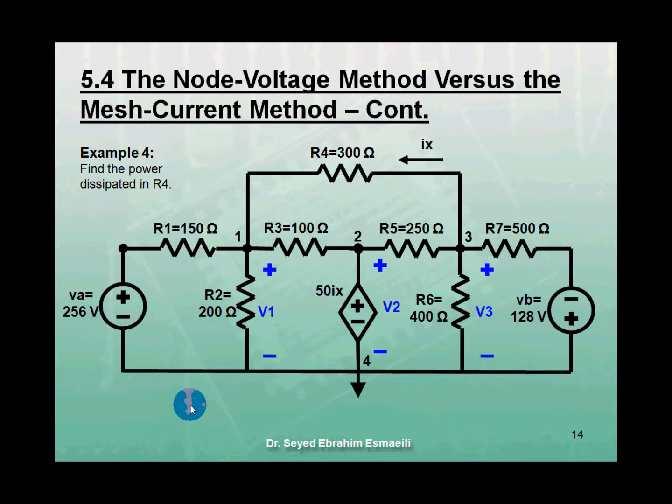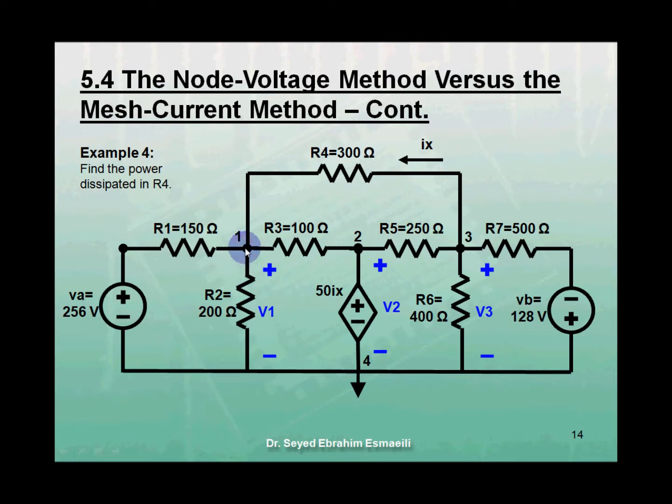In example 4, we need to find the power dissipated in R4. If we were to use the mesh current method to solve this problem, then we would need to solve for 5 simultaneous equations, since this circuit has 5 meshes. However, it would be simpler to use the node voltage method, since we have only 4 essential nodes. We begin the solution by defining V1, V2, and V3 with respect to the reference node 4.